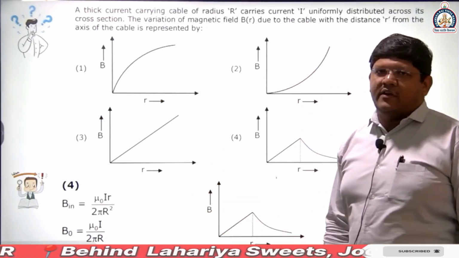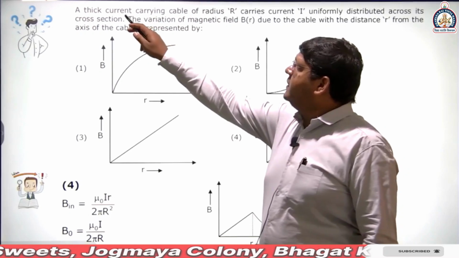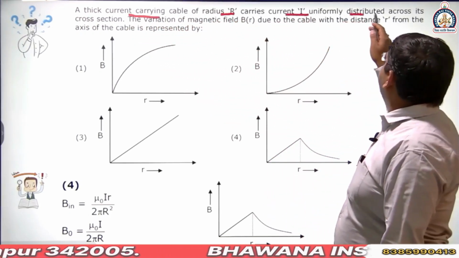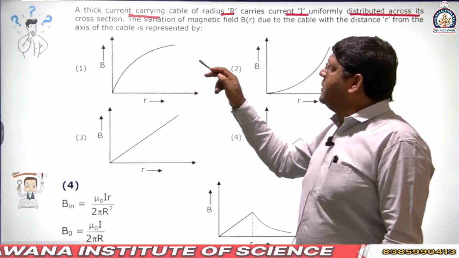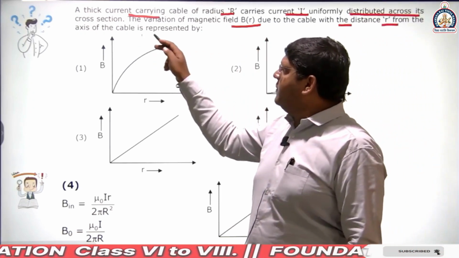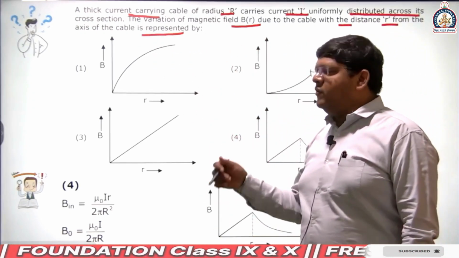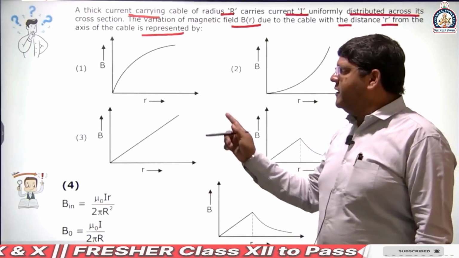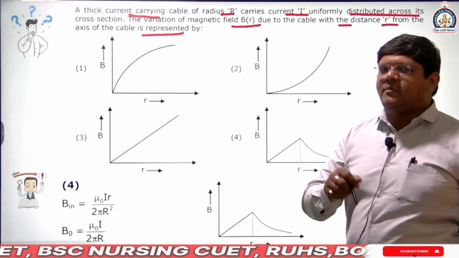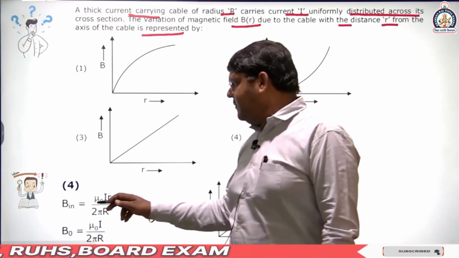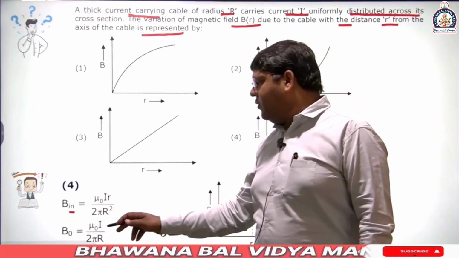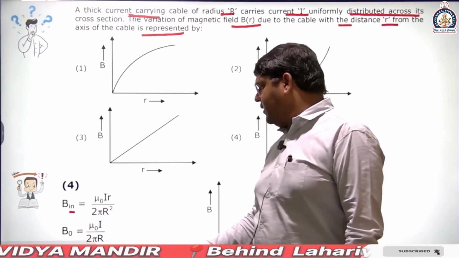The next question is related to magnetic field. The question says a thick current carrying cable of radius capital R carries a current I uniformly distributed across its cross section. The variation of magnetic field B due to the cable with the distance r from the axis of the cable is represented by. We have to predict which relation between magnetic field and distance is correct. Now the formula will be B inside is equal to mu naught I r upon 2 pi R square, and B outside is equal to mu naught I upon 2 pi r.